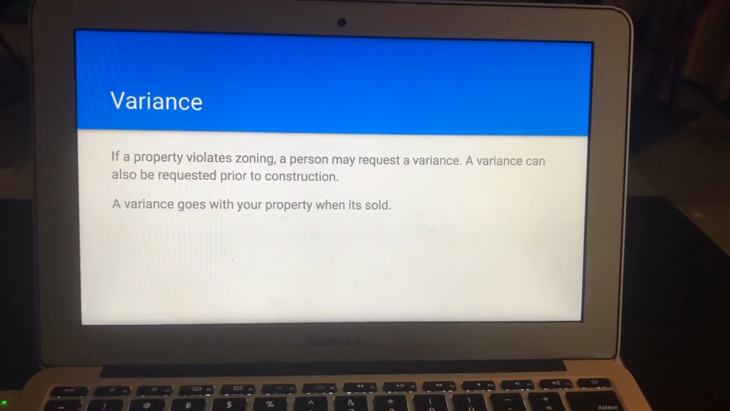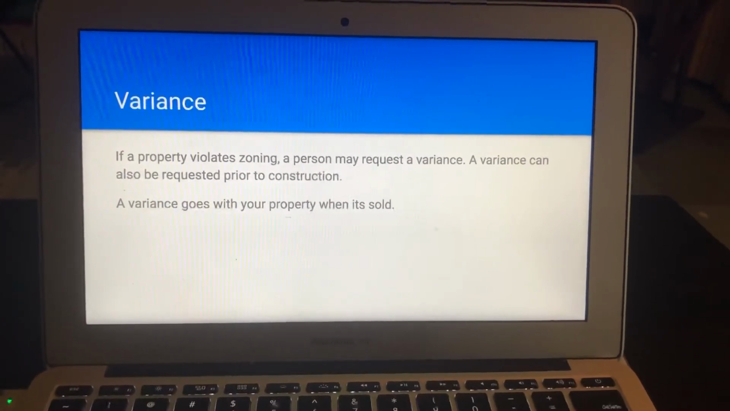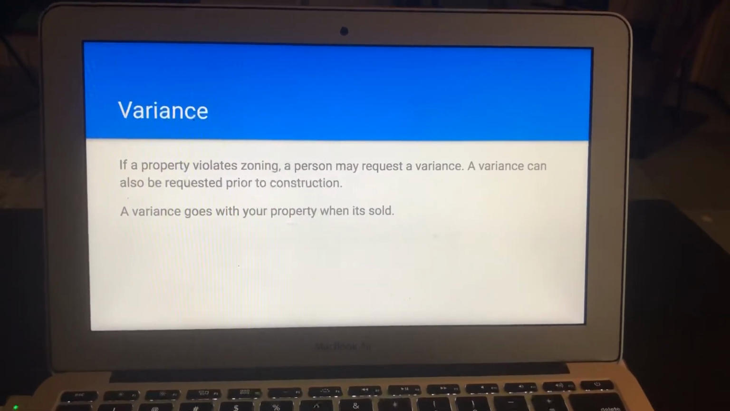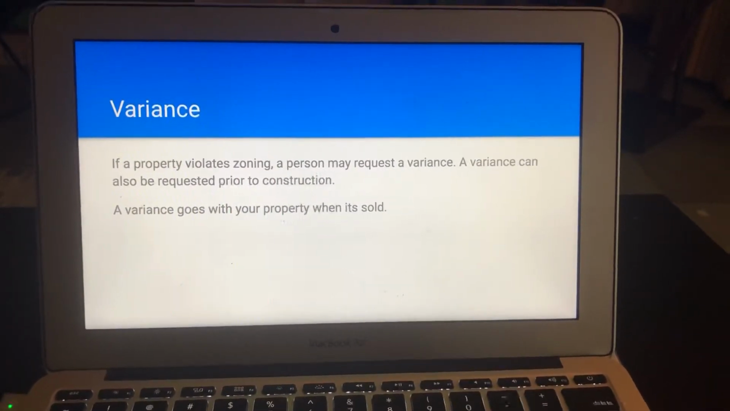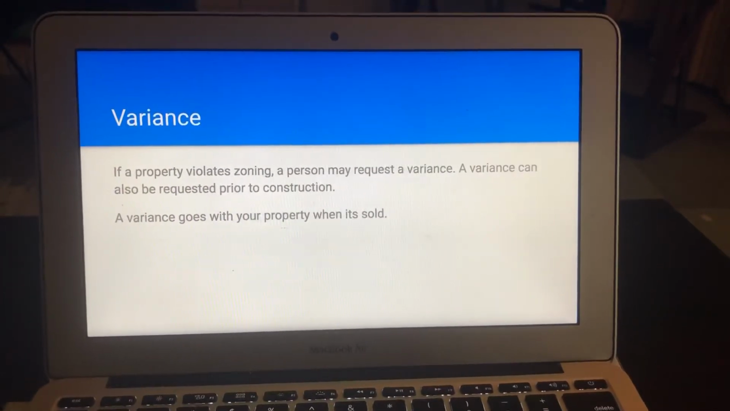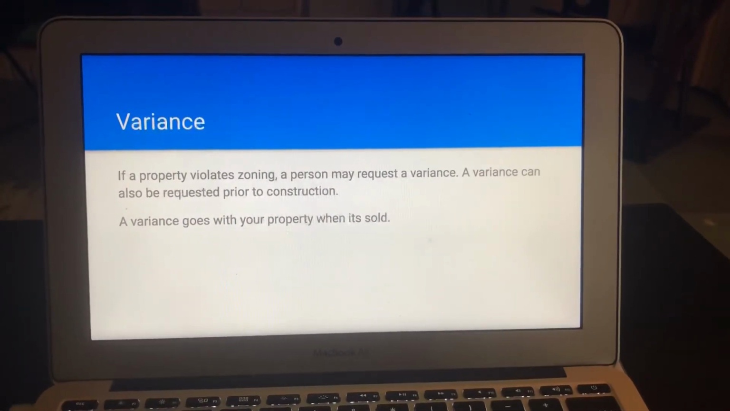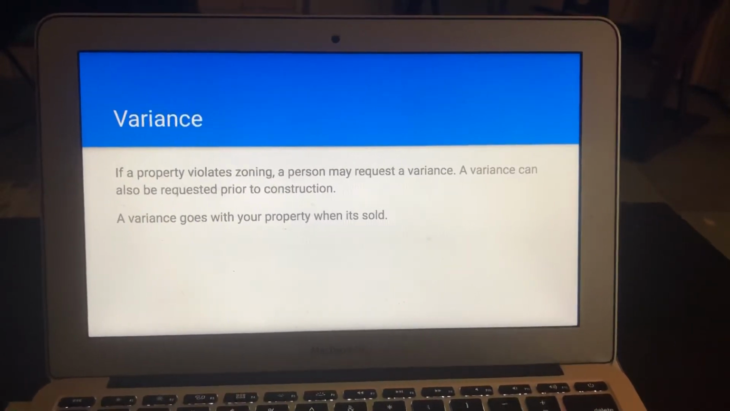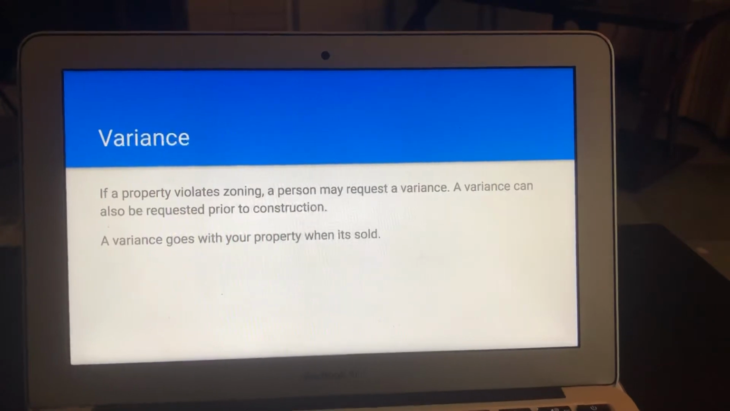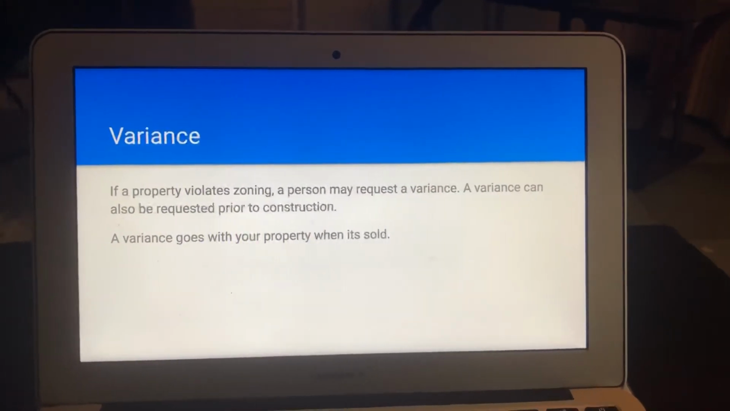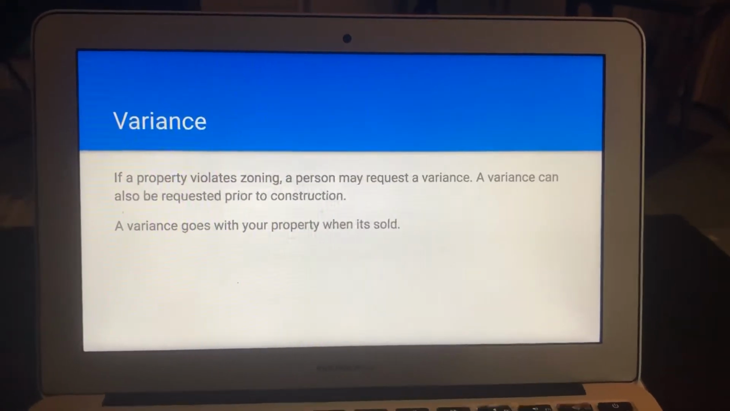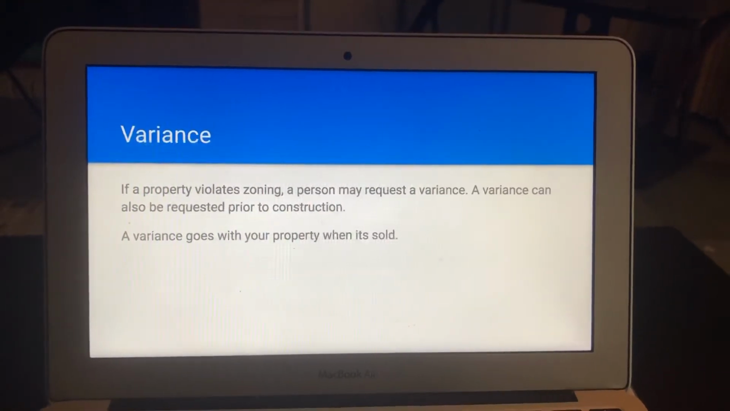A variance basically allows your property to violate the zoning rule, and a person may request a variance. A variance can also be requested prior to construction. I believe you would have to go to the local government and get a variance. Also, a variance goes with the property when it's sold.